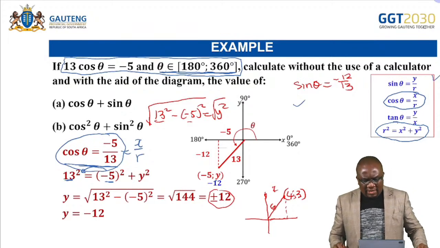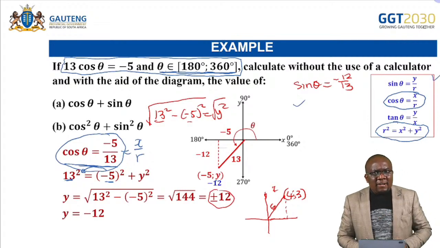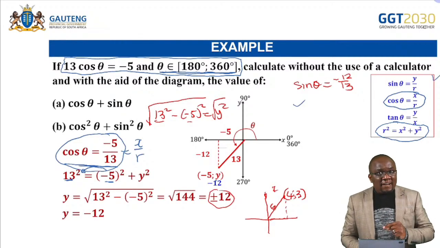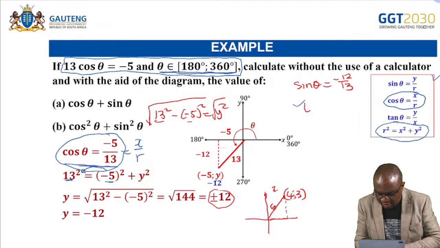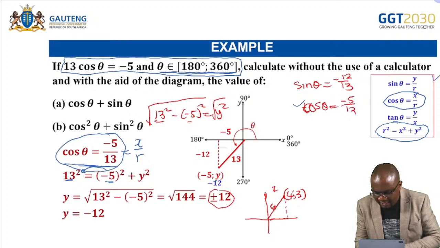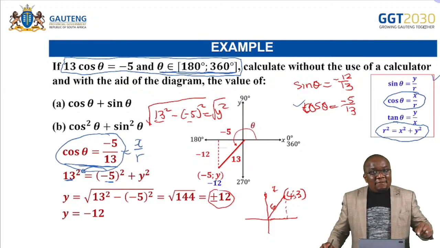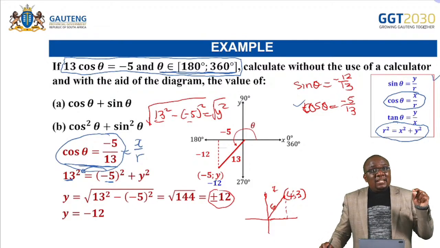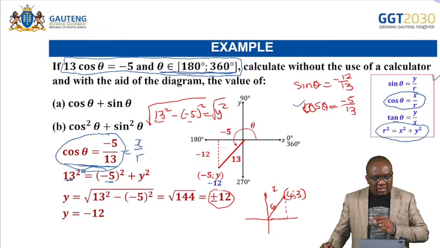Okay? Right, let's go to cos theta. Cos theta is what? It's x over r. What is x? Negative 5. What is r? 13. Write down these things, we're going to use them in the next question. Cos theta is equal to negative 5 over 13. Does it make sense? Yes, because cos theta is negative in the third quadrant. So this answer may be correct because it is negative, and in the third quadrant, cos theta is negative.